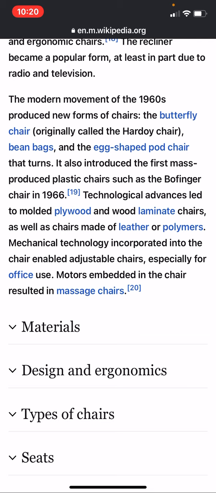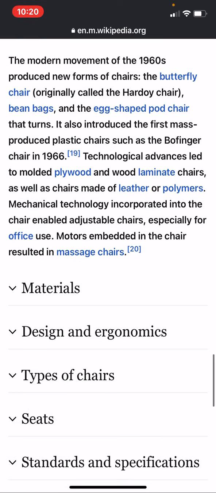The modern movement of the 1960s produced new forms of chairs: the butterfly chair, originally called the Hardoy chair, beanbags, and the egg-shaped pod chair that turns. It also introduced the first mass-produced plastic chairs, such as the Bofinger chair in 1966. Technological advances led to molded plywood and wood laminate chairs, as well as chairs made of leather or polymers. Mechanical technology incorporated into the chair enabled adjustable chairs, especially for office use. Motors embedded in the chair resulted in massage chairs.